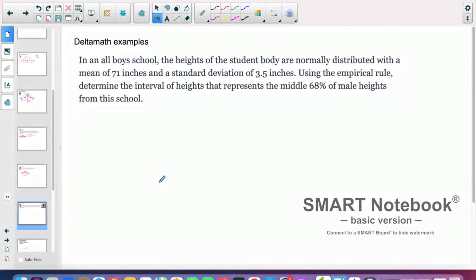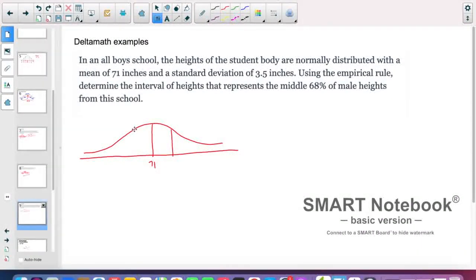In this one, in an all-boys school, the heights of the student body are normally distributed with a mean of 71 inches and a standard deviation of 3.5 inches. Using the empirical rule, determine the interval of heights that represents the middle 68% of male heights. Okay, so if you think about what this looks like, your standard deviation bell curve looks like this. The mean is right here, which was 71.